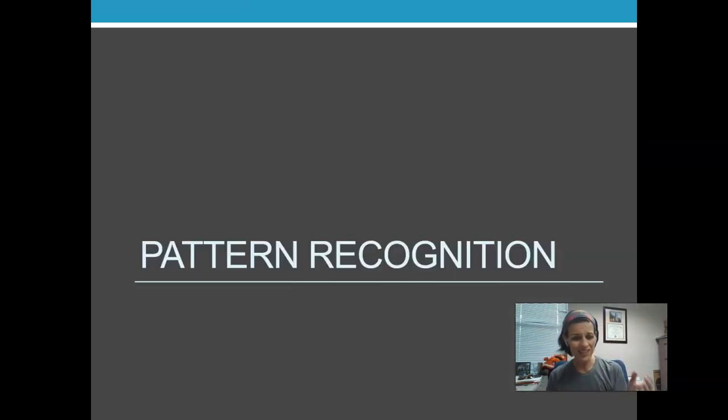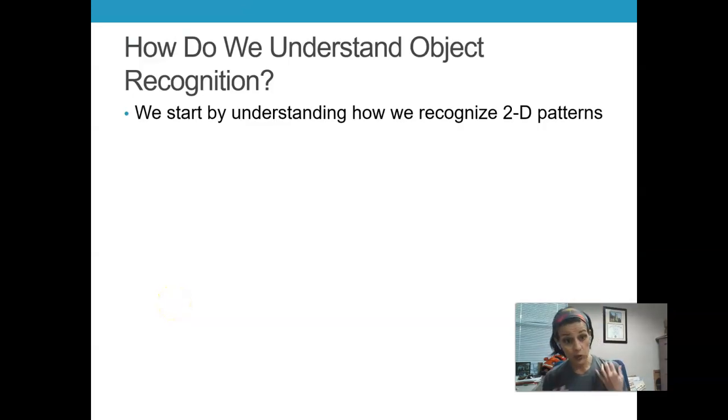So now we're going to move on to something that's not as fun as subliminal perception. We're going to go ahead and talk about pattern recognition. So how do we understand object recognition? We've taken an object, we've separated it from its background by focusing on the edges. We're starting to look at its features by processing color and depth. Now we have a two-dimensional pattern.